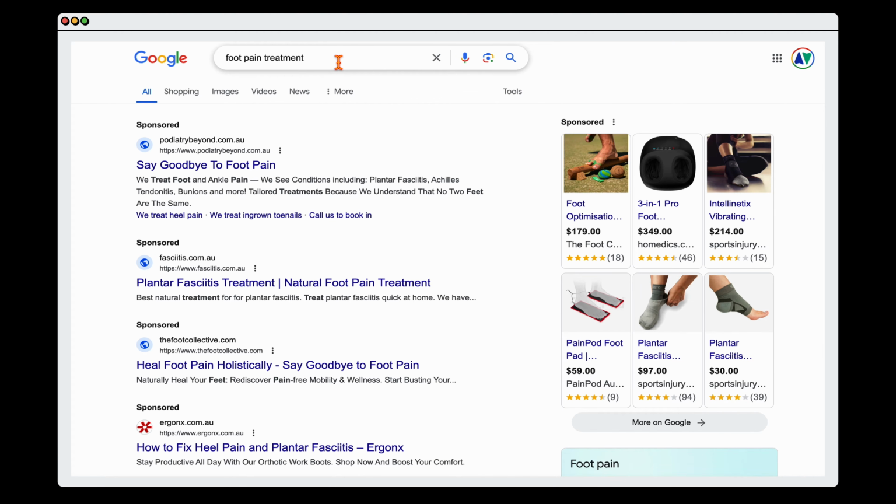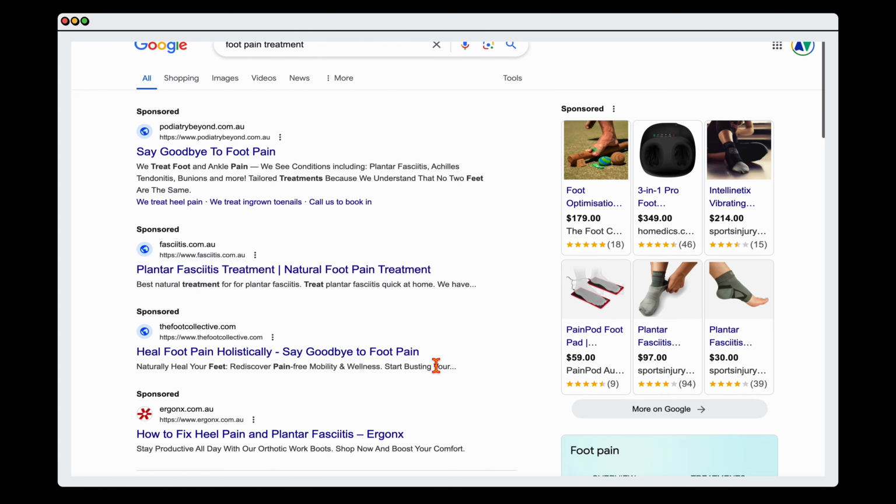For this one, it was foot pain treatment. And what you can see through here is that the ad copy is just really boring. Say goodbye to foot pain, plantar fasciitis treatment, natural foot pain treatment, heal foot pain holistically, say goodbye to foot pain. So there was nothing that really stood out at all.